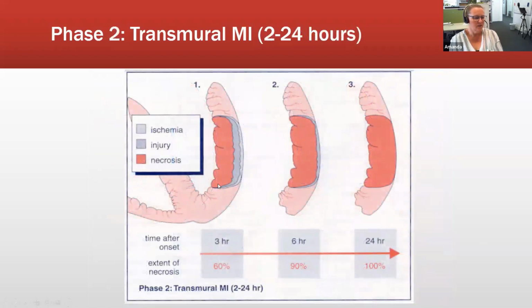After 3 hours, 60% of the heart muscle is now necrotic, and at 6 hours, 90%. So after 24 hours, there is death of the heart muscle. So this is a time-dependent diagnosis.